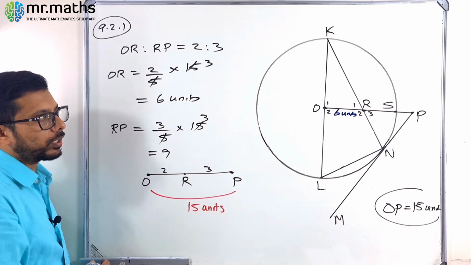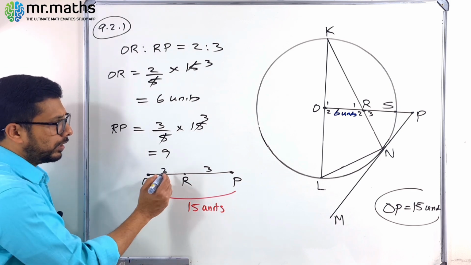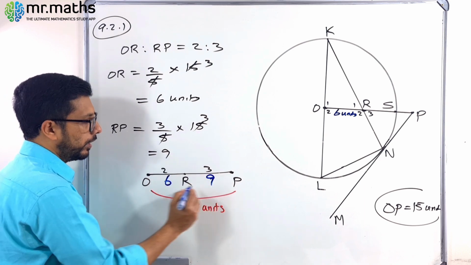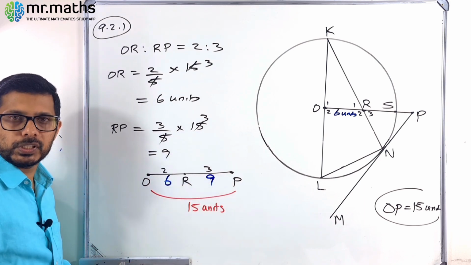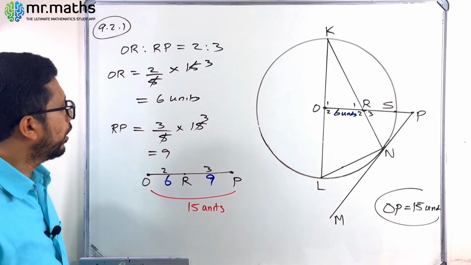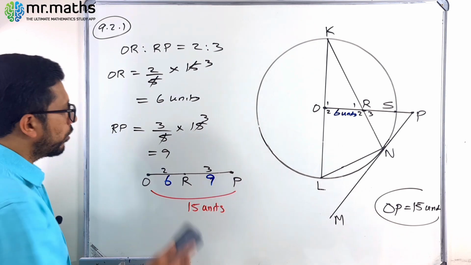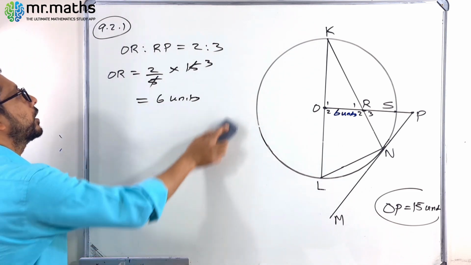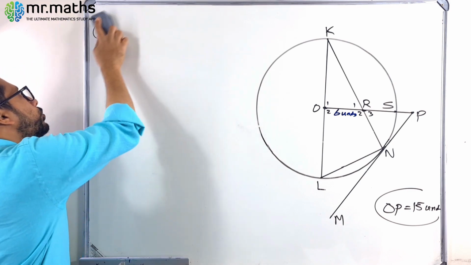Okay, so OR is 6 and RP is 9. What is the length of OR? 6. This is 6 and this one is 9. Can you see 6 plus 9 is 15? You understand? Okay, anyway, that is our question, but you don't want to write this one. That is not in our question. You just want to write only up to here. Okay. So that is 9.2.1.